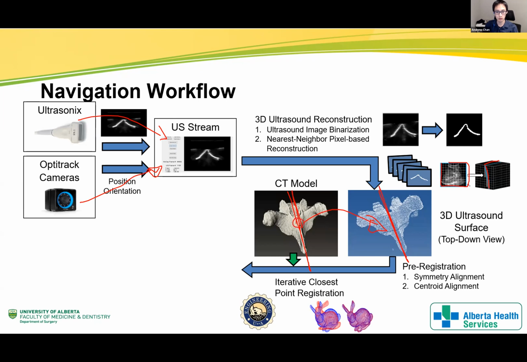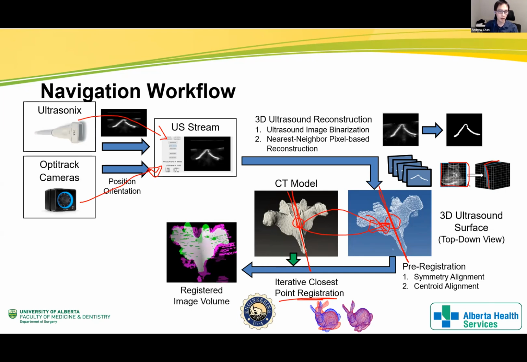And then we take the rough centroids to draw them closer together. And then we use an iterative closest point registration algorithm, which is commonly used for point clouds. And so we use that algorithm to do all the fine tuning of our registration. And so we have our CT in green here, and then we have our pink ultrasound with some artifacts from stray reflections. And the white is where the CT is being registered to our ultrasound surface.